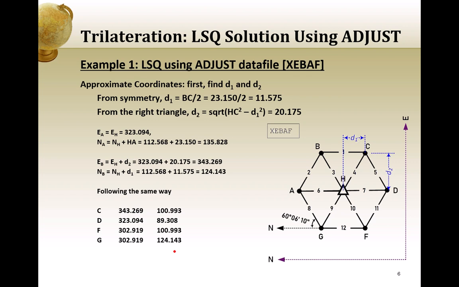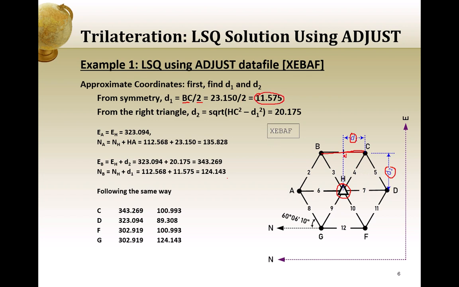Actually, as we said, because of the symmetry, let's calculate two values: one is D1 and one is D2, and we'll show you how we are going to use them. H is in the center, and we know its coordinates. If we want to calculate D1, from the symmetry, D1 equals half of BC. BC is a measurement, so we take its value divided by 2. So D1 is now 11.575.